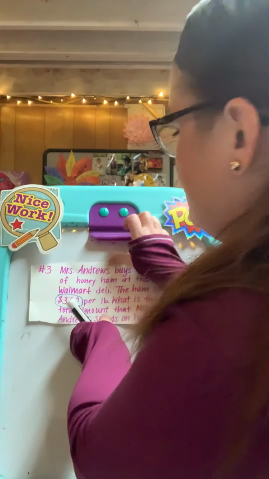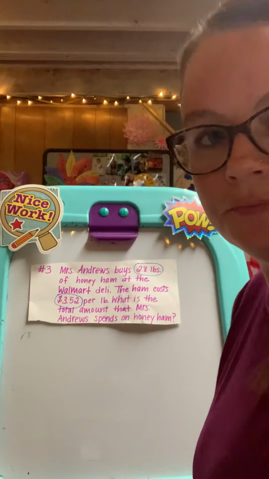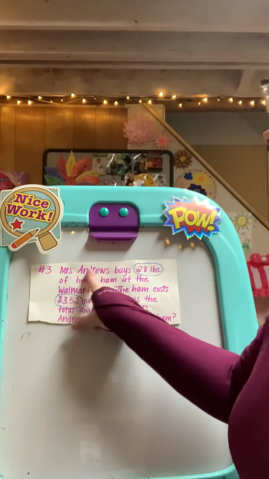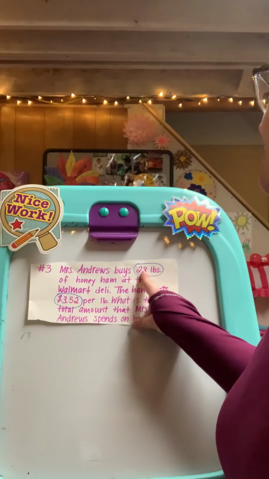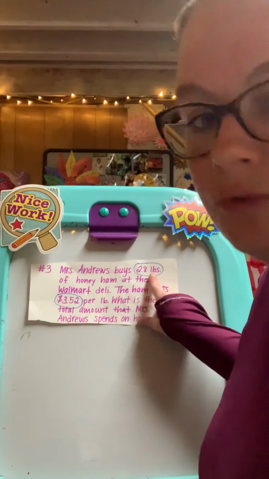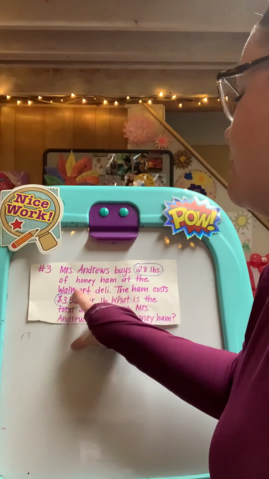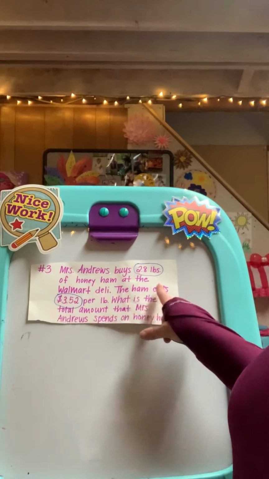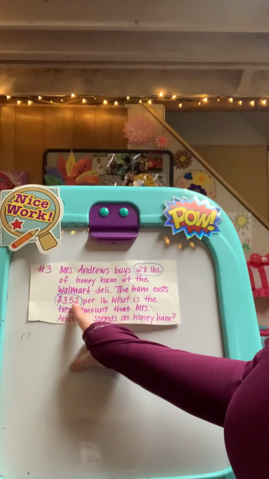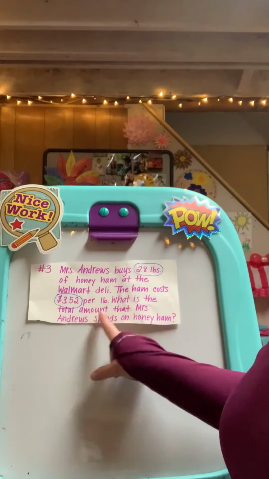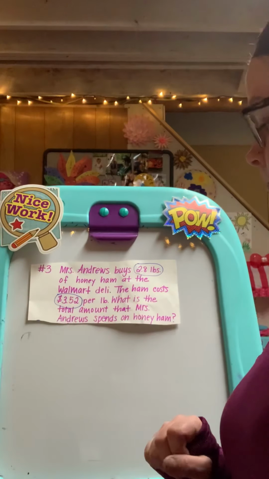Okay, this problem is all about Mrs. Andrews. She's going to Walmart to buy some honey ham. Mrs. Andrews buys 2 8/10 pounds, remember LBS is pounds, of honey ham at the Walmart deli. The ham costs $3.52 per pound. What is the total amount that Mrs. Andrews spends on honey ham?